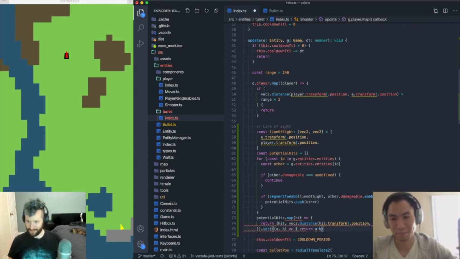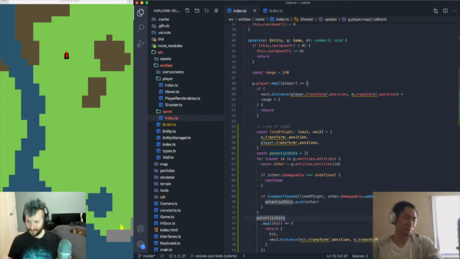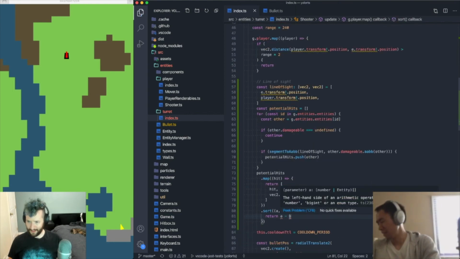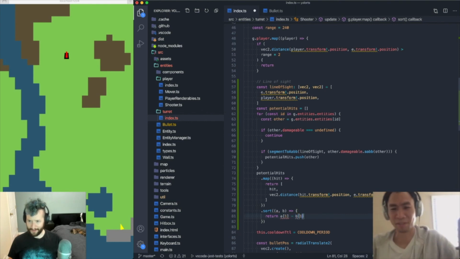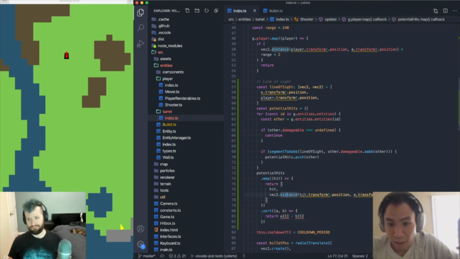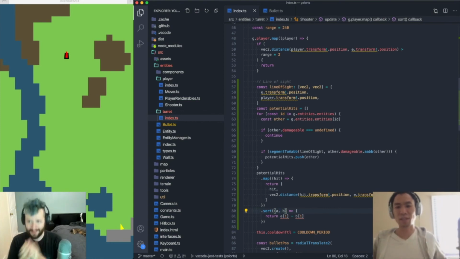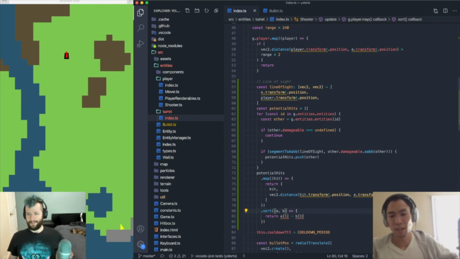Minus B. Got a sneeze? Bless you. Right, A1 minus B1, because our distance. Is that absolute valued? Does it need to be? Distance is distance. Distance is absolute values. Yeah, absolute values. So this should sort itself.